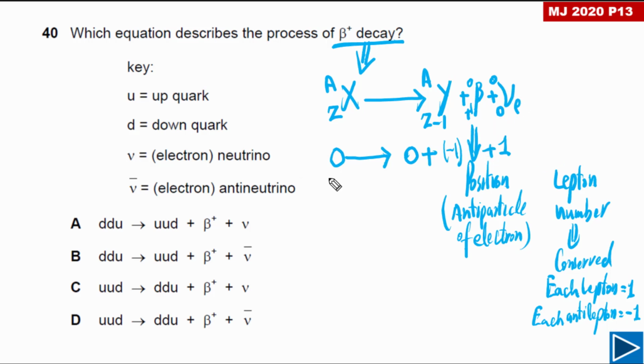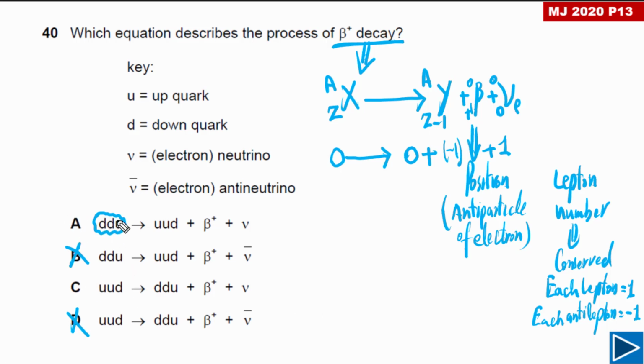Let's try to answer this question now. For any nuclear reaction, the charge on both sides has to be the same. Option B, we can simply eliminate. This is not possible because this is an antineutrino. And D is also not possible, so we can eliminate it. So the answer is A or the answer is C.